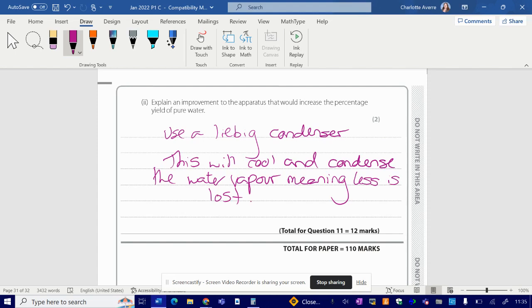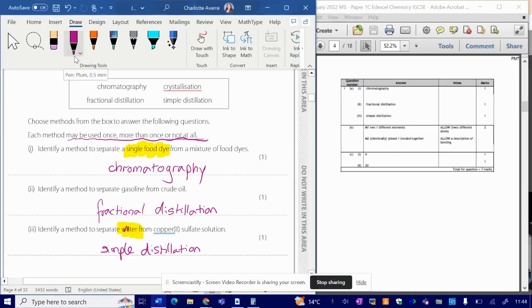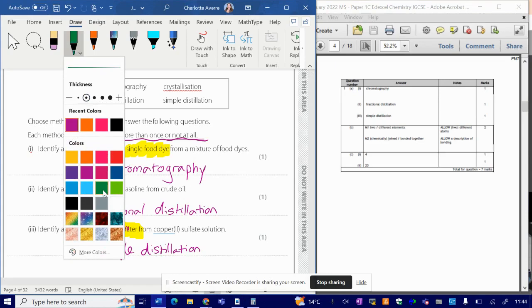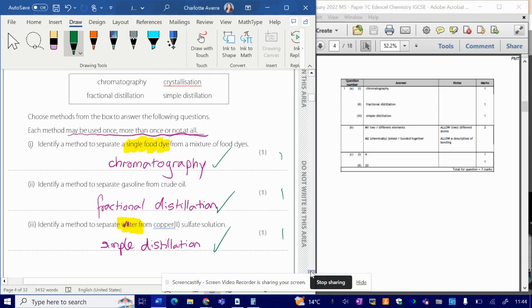Okay, and that's the end of the paper, 110 marks. Okay, so we're going to start marking this paper now. So, question number 1, we've got the left and the right hand side of the screens. Okay, so chromatography, fractional distillation and simple distillation, 3 marks there.